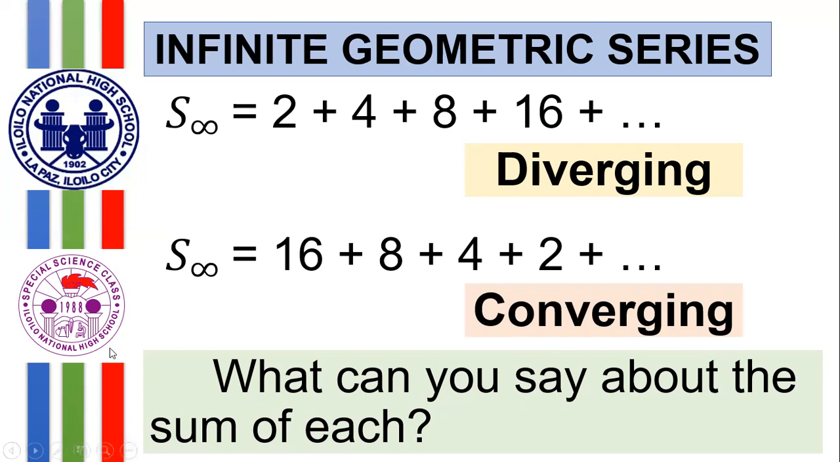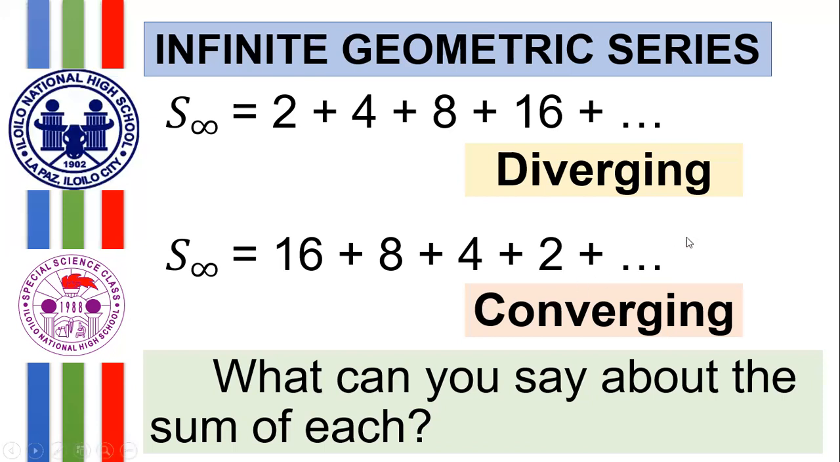If you could see from the first series here, the terms that you are adding keep growing. They're becoming bigger and bigger. And therefore, if you will be adding an infinite number of terms, you have to expect that the sum will be infinitely large. That is why if you have an infinite diverging geometric series, expect that the sum will be infinite, or if it's not infinite, maybe it's something that you could not determine, or the limit is not finite.